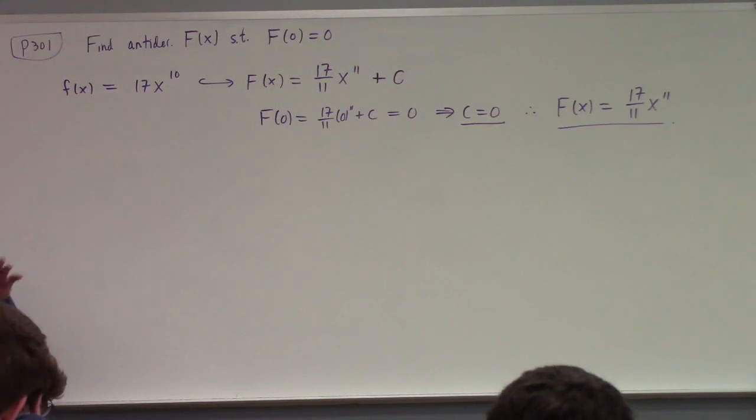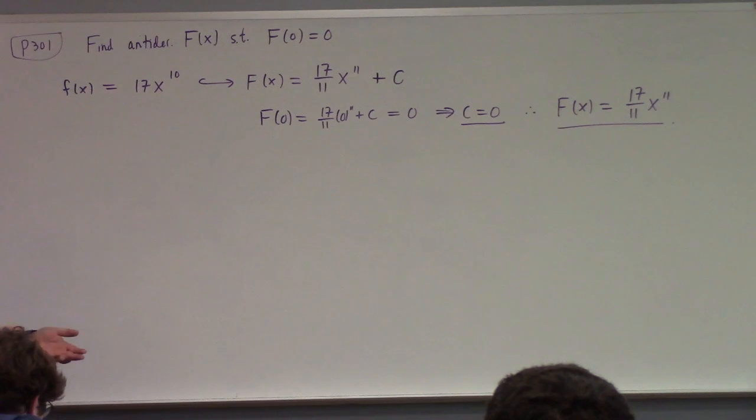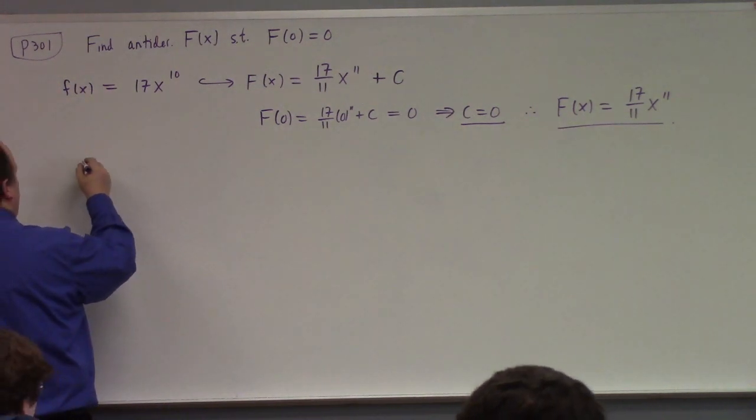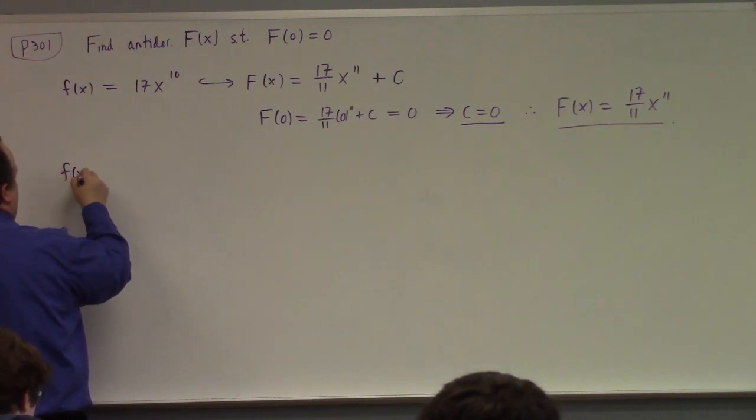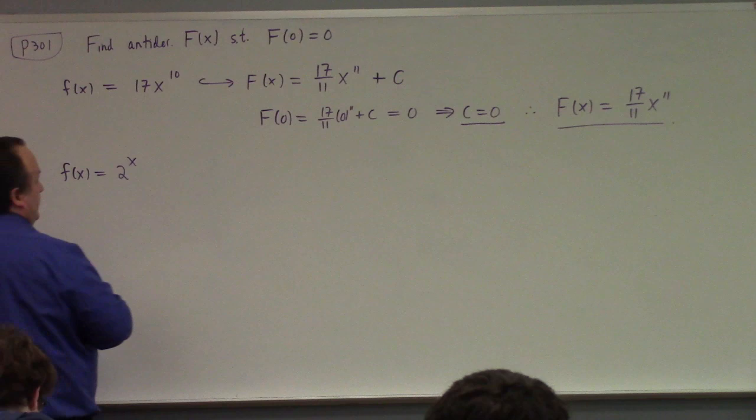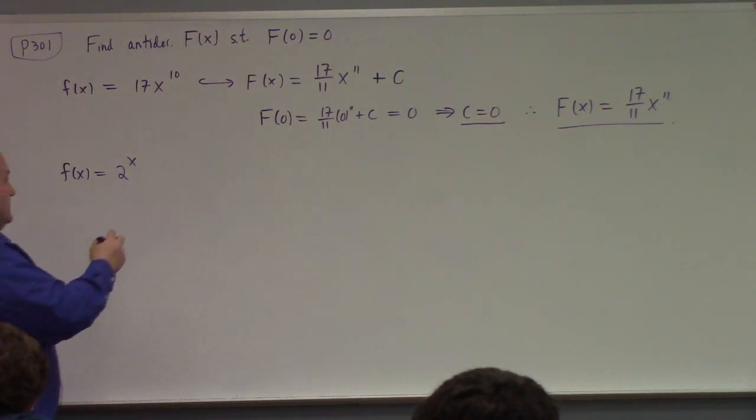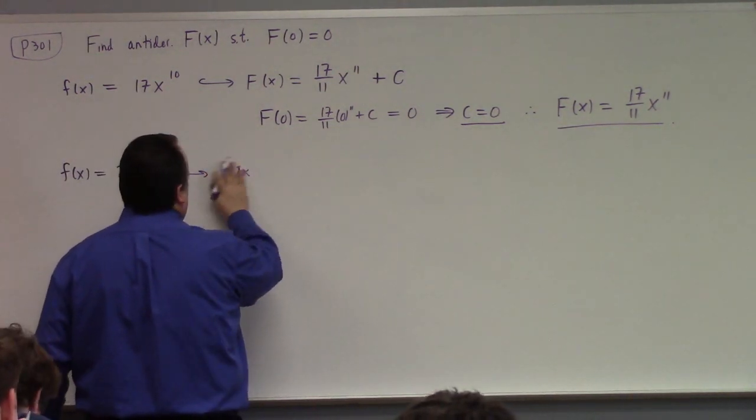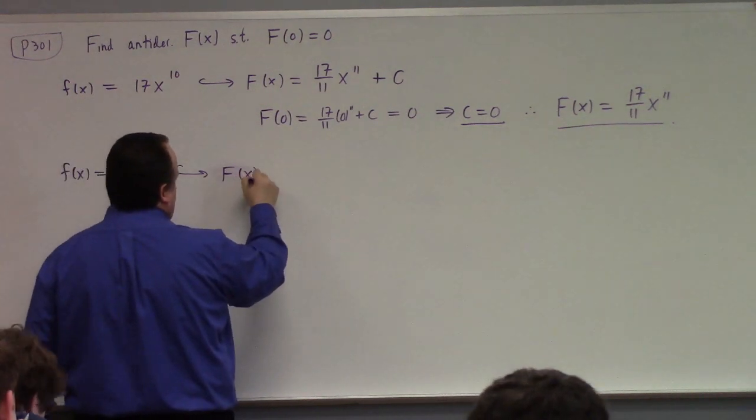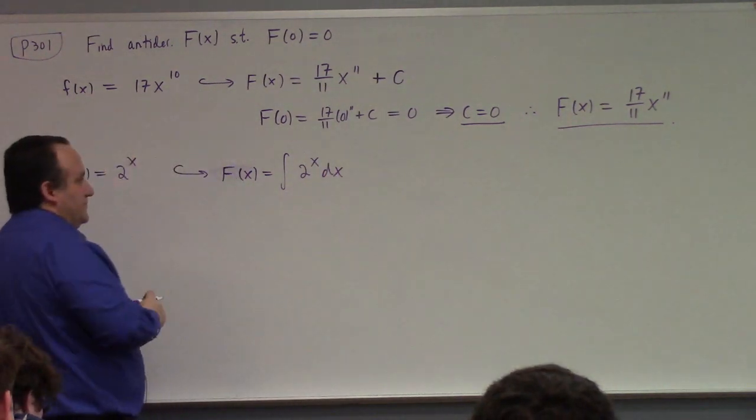Now, it kind of looks like there's nothing to do if you're just looking at polynomials, since the value at 0 becomes the constant term, so it's hard to appreciate what's going on here. But on the other hand, if I take f of x equal to 2 to the x, for instance, what's the antiderivative of 2 to the x? We can basically put big F of x equal to the integral of 2 to the x dx. That's the basic idea here, right?